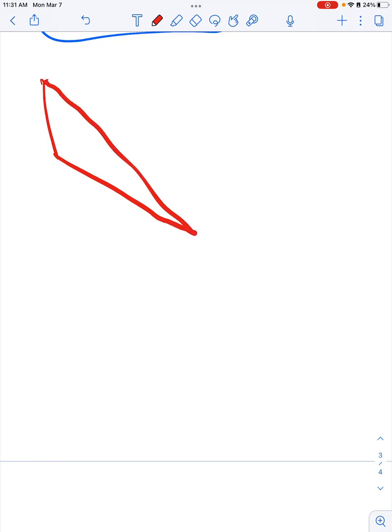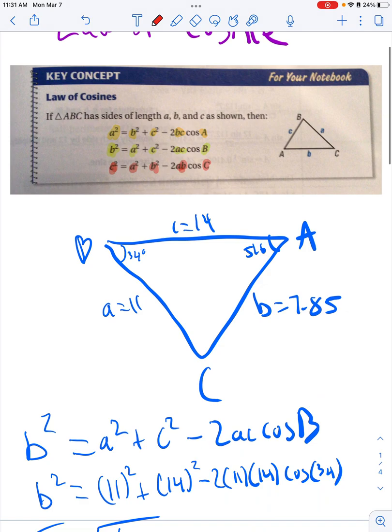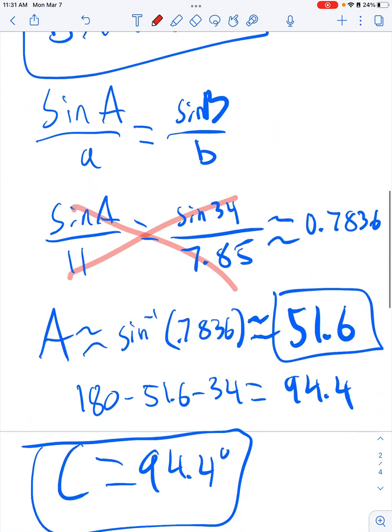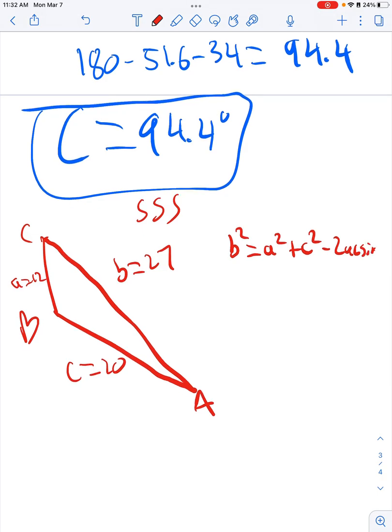Another example, a slightly different triangle, something like this. Let's call A equals 12, B equals 27, C equals 20. This last one was a side-angle-side. This one is a side-side-side triangle. Find the angle opposite the longest side. Use the law of cosines to solve for B. So again, B squared equals A squared plus C squared minus 2AC cosine of B.